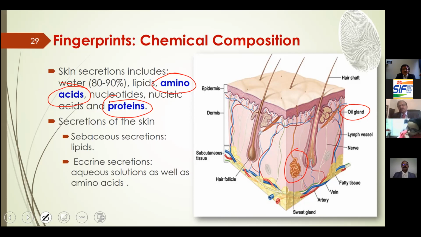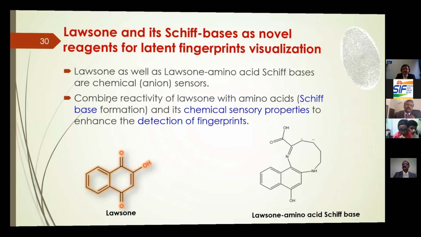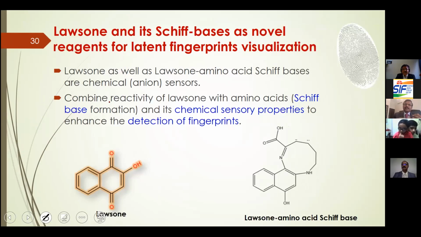So that means you can make reactions with these compounds. Okay, so remember that we are going to see if we can use the Lawsone and its derivatives to identify people, and we are going to exploit the idea that the Lawsone as well as the Lawsone amino acid Schiff bases are chemical sensors. So this is the idea that we are going to utilize.